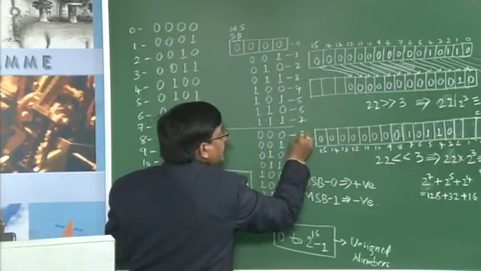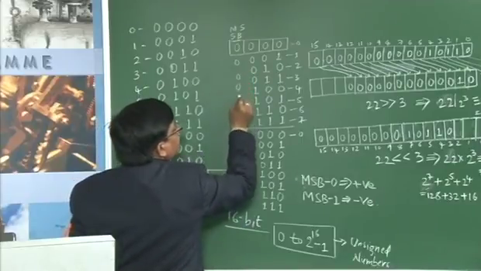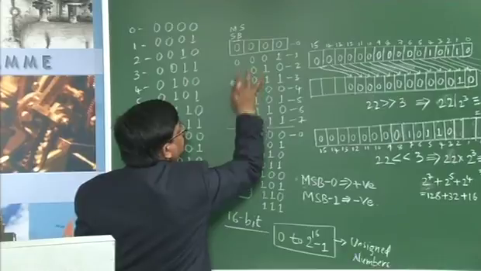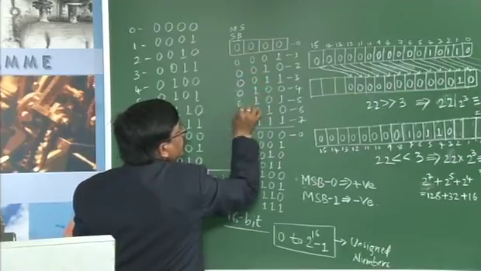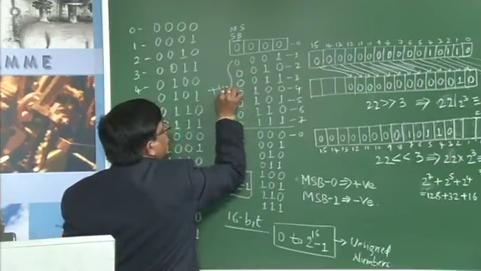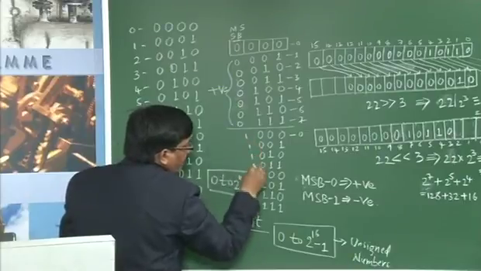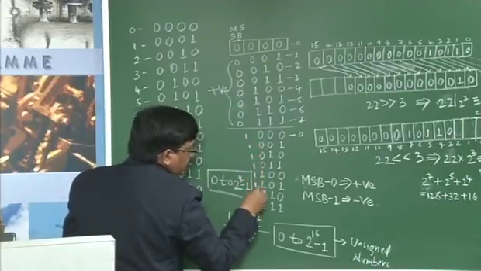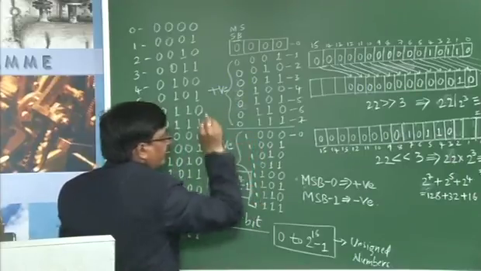What about this particular value? Again I am getting a 0, but note that in all these cases the MSB value will be 0, so I say that the number is a positive value. In all these other cases the MSB value will be 1, so I say that the number is a negative value.